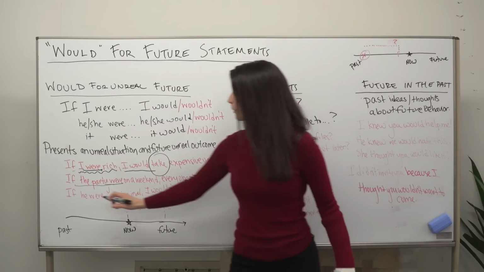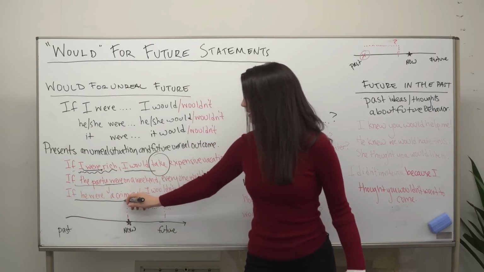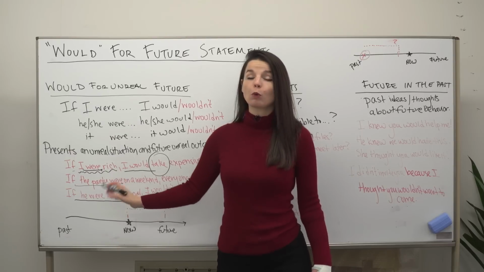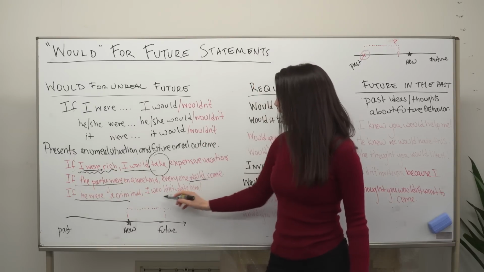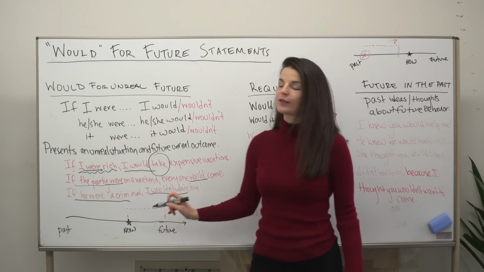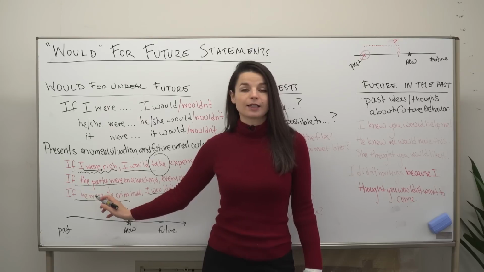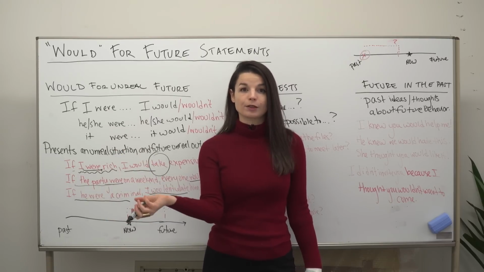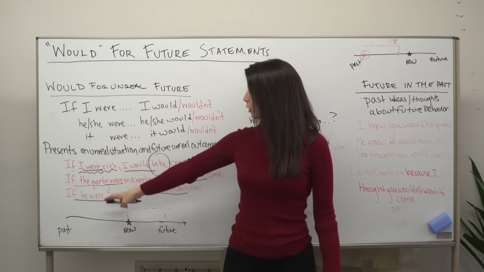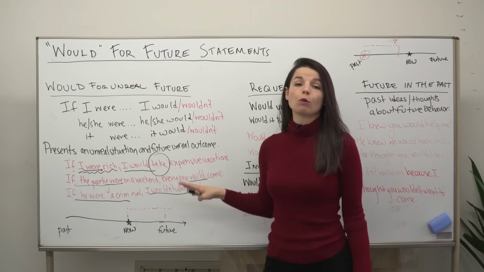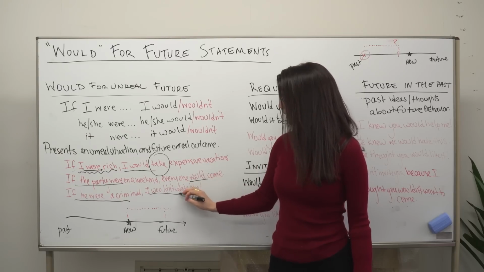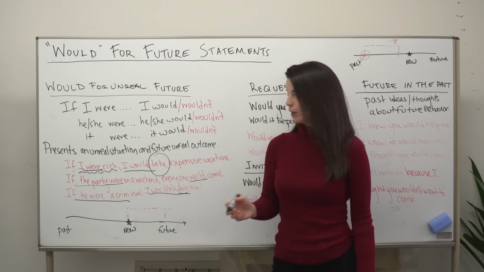If he were a criminal, so he is not in this case, in this sentence, but if he were a criminal, I wouldn't date him. So an unreal situation, this person, this he, is not a criminal. However, if he were, the speaker would not date that person. So date means have a relationship with that person.